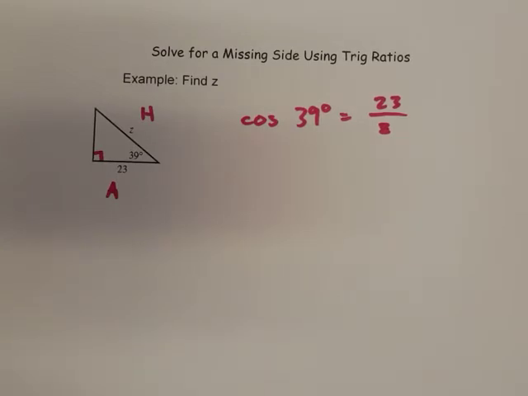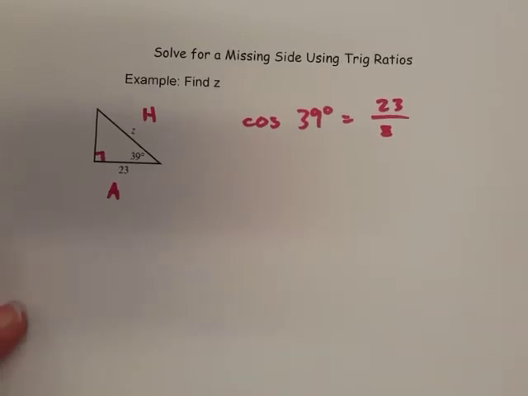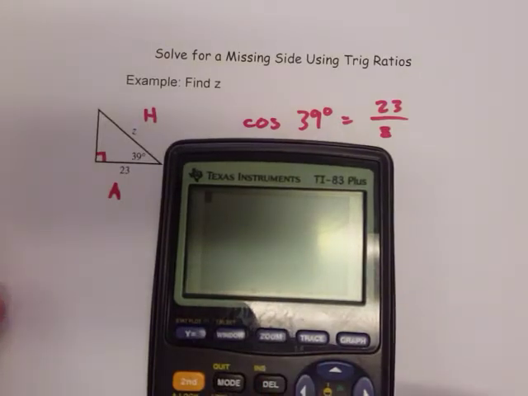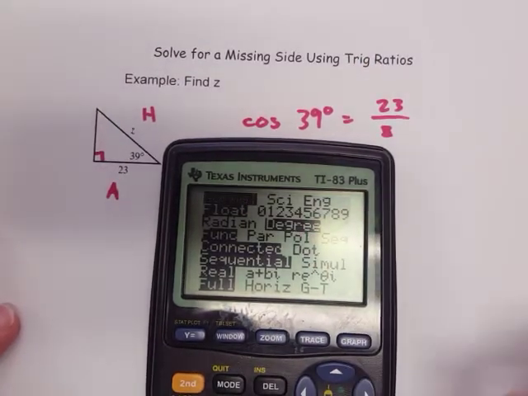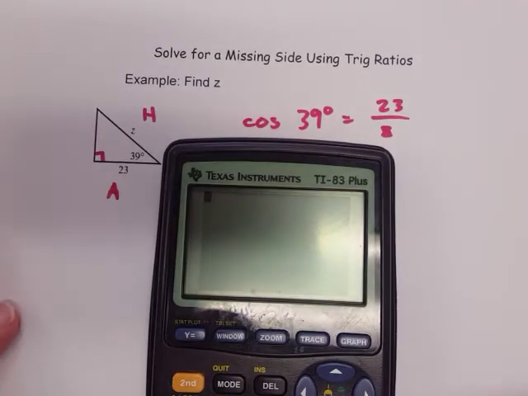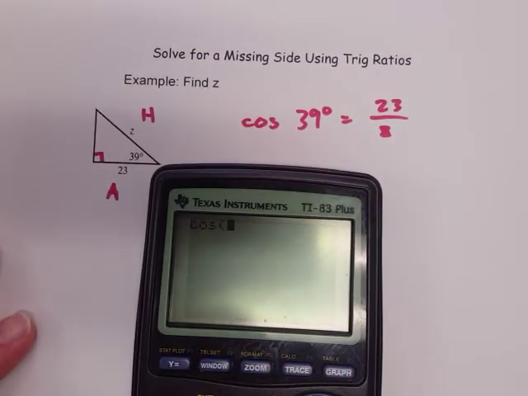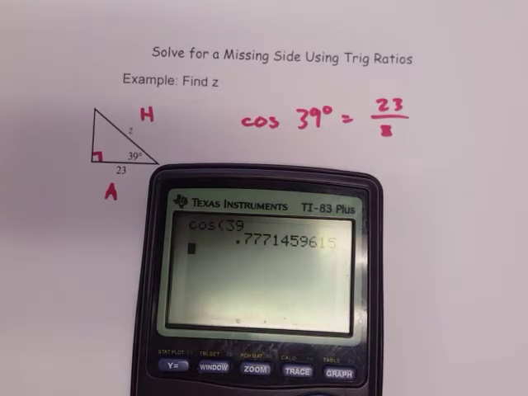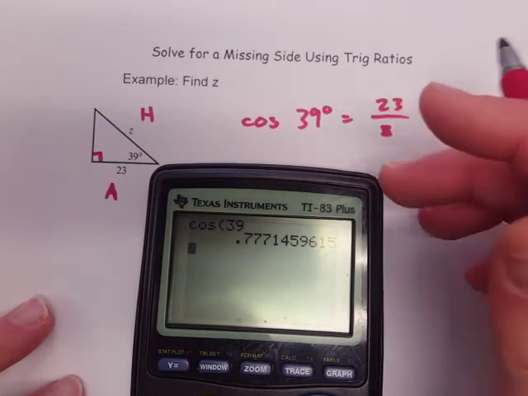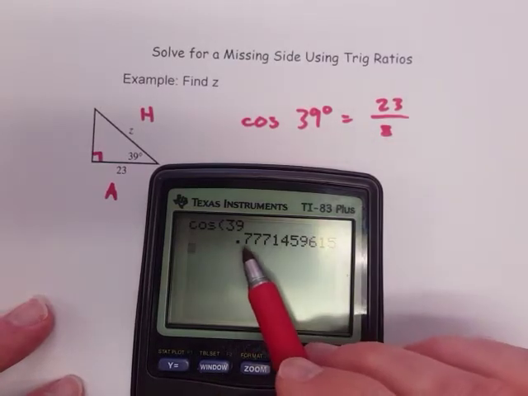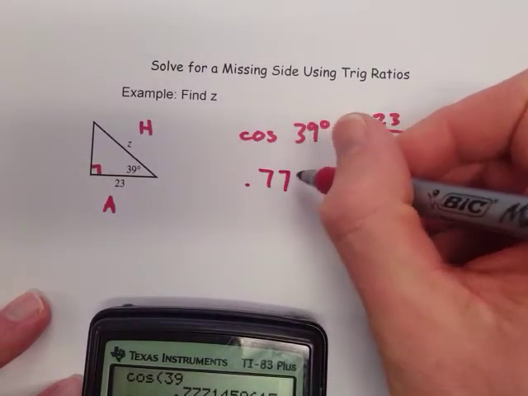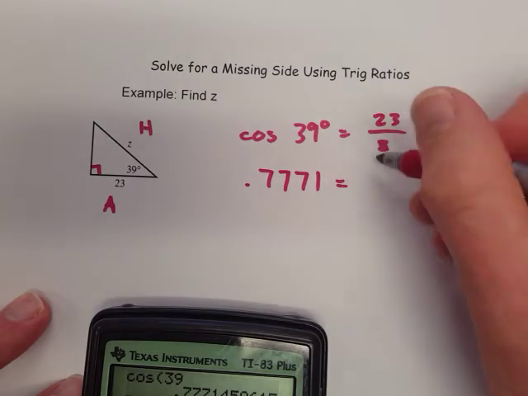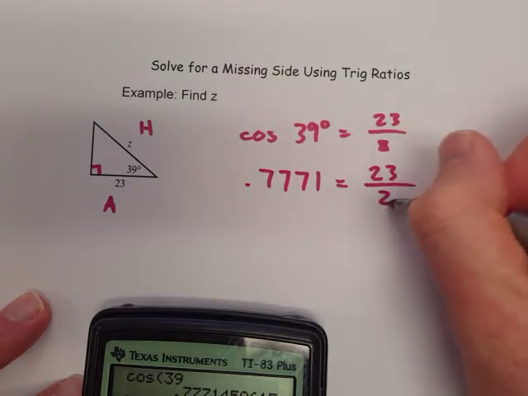Now, if you watched the video at the end of yesterday's lesson, you'll remember that I was talking about the mode on your calculator. The mode on your calculator is really important. Since in this case we're working with degrees, we have to have the degree mode selected, and so that's good at this point. I'm just going to punch in cosine of 39 degrees. You'll notice I get a decimal number there. I'd like you to round that decimal number to 4 places, so it looks like we got 0.7771 in this case, and we're going to replace that right here. So 0.7771 equals 23 over z.